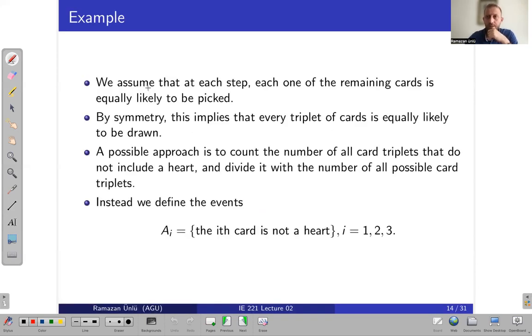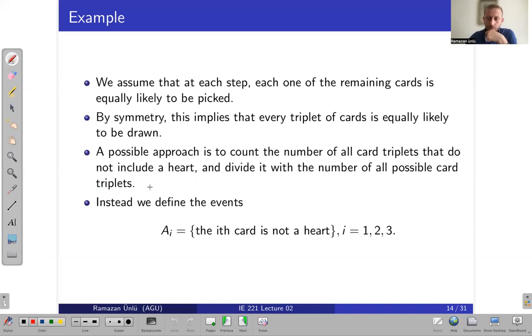So let's give some piece of information to calculate the probability. We assume that at each step, because we will draw 3 times, each one of the remaining cards is equally likely. By this method, this implies that every triplet of the cards is equally likely to be drawn. So these are the disjoint events, and each card is equally likely. So what can we do here?